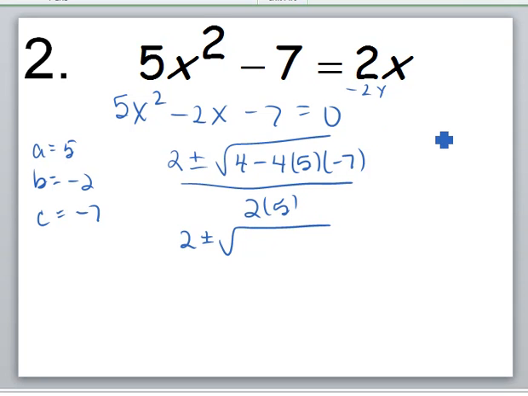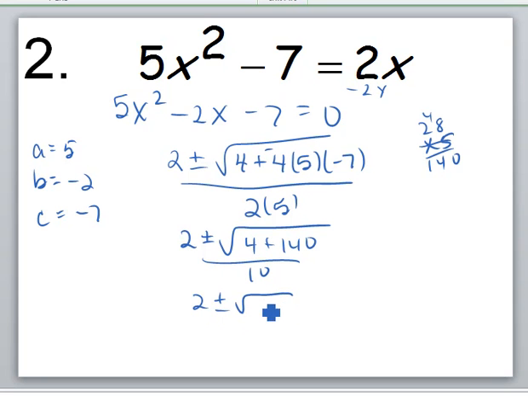This gives me 2 plus or minus the square root of 4 plus 28 times 5, which would be 140. So I'm getting 4 plus 140 all over 10. This gives me 2 plus or minus the square root of 144 over 10. That comes out evenly to be 2 plus or minus 12 over 10. Now I'm going to finish this one up in the next video.